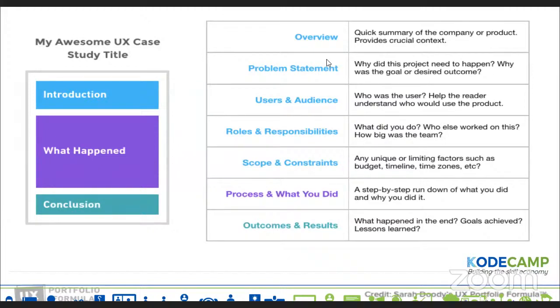And then we have the process and what you did, a step-by-step rundown of what you did and why you did it. If you created an interview script, why did you do this? People want to know why you actually do what you do in your whole design process. And then we have the last thing, which is the outcome and the results. What happened in the end? Did you achieve your goal? What lessons did you learn in the whole process?